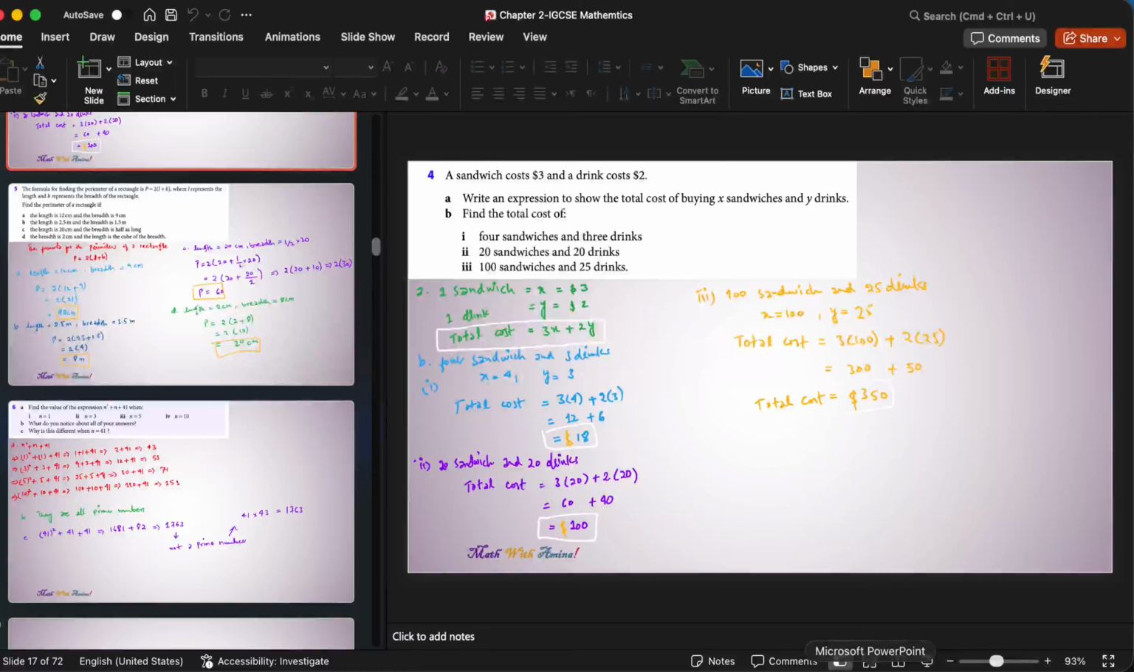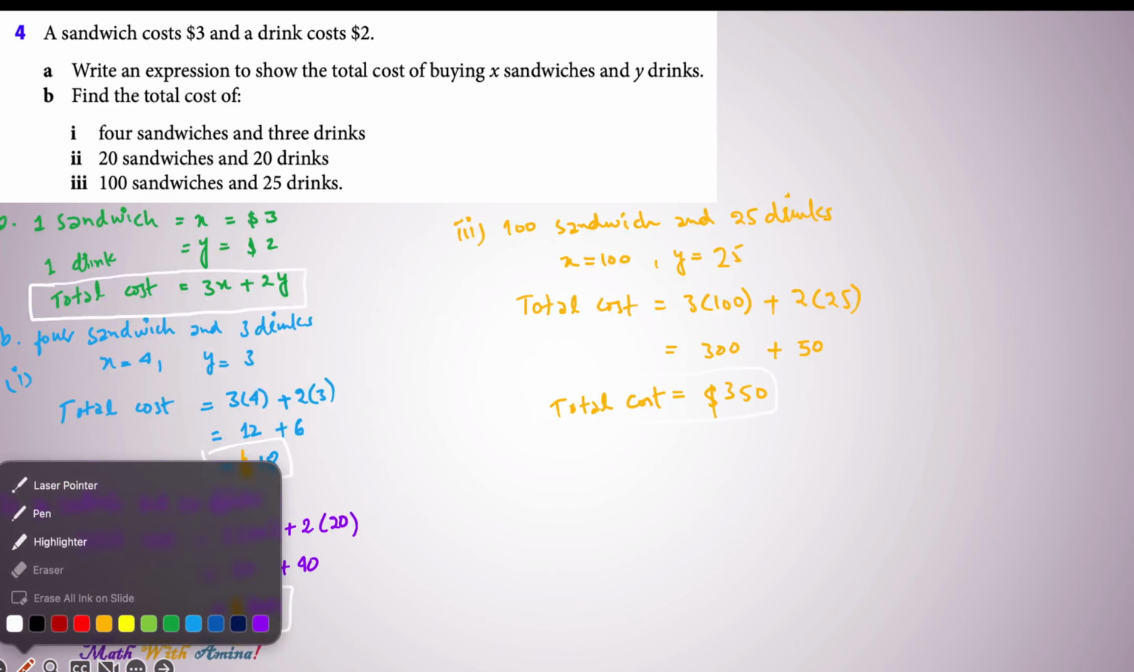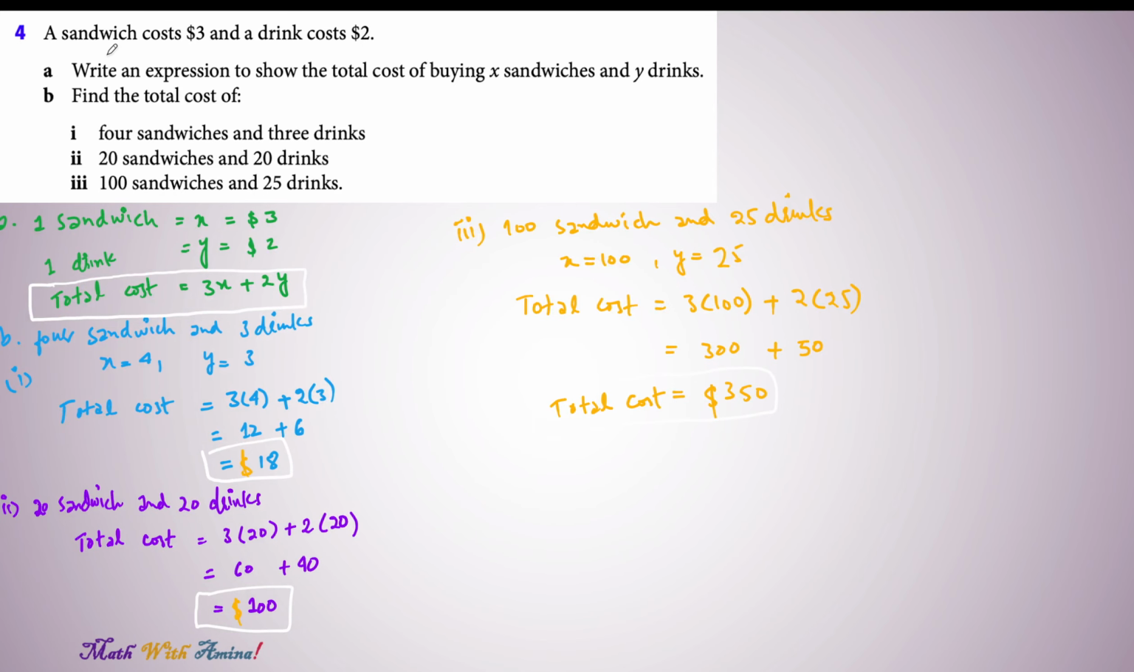Hi everyone, we have question number 4 of exercise 2.2, which says that a sandwich costs $3 and a drink costs $2. So we are given the cost of one sandwich and one drink. Then we are asked to write an expression to show the total cost of buying X sandwiches and Y drinks.